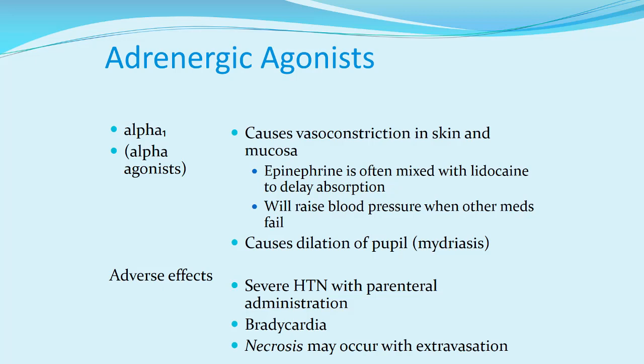Some extra information on alpha adrenergic agonists. Phenylephrine is an alpha agonist used in the treatment of shock. It's also used as a nasal spray. You might have heard of this medication, Neo-Synephrine. Neo-Synephrine causes vasoconstriction in the nasal passages, and that helps to relieve the swelling that comes from nasal congestion that accompanies upper respiratory infections.